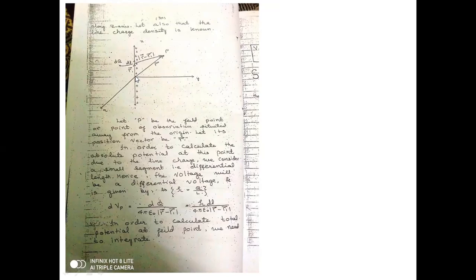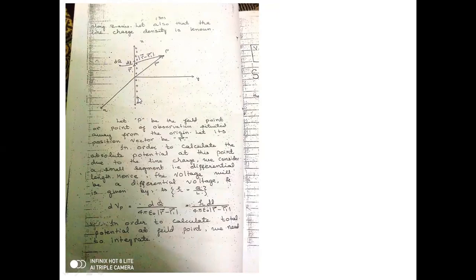So this is the origin. The point of observation is at a distance of r from the origin, while the differential length we have assumed over here is at a distance of r1. Now the distance between the differential length of the line charges and the point of observation will be r minus r1.